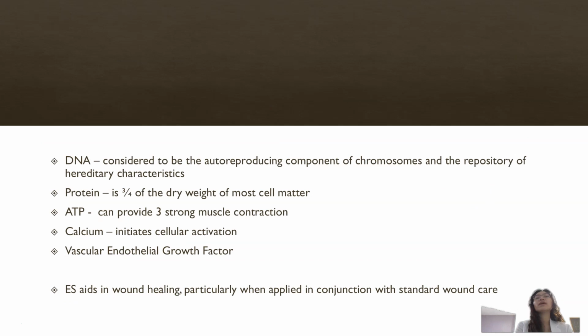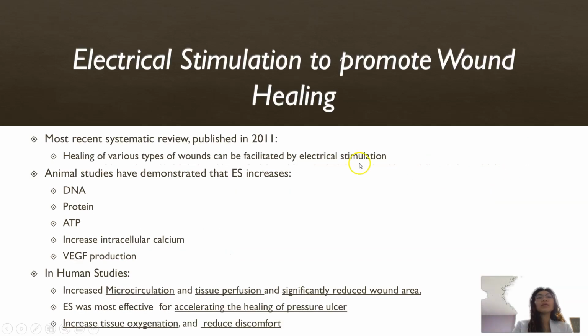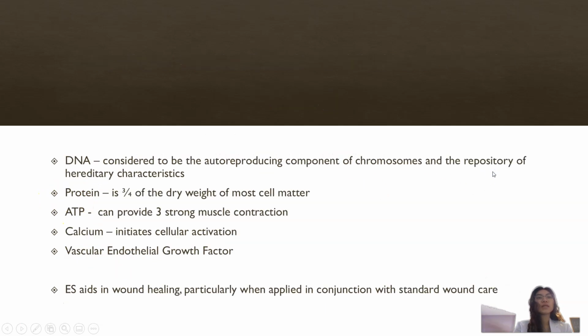So, yung kanina, yung nabanggit dito ng mga DNA, protein, ATP, okay, balikan natin siya ng konti. So, bakit sila kailangan in wound healing? DNA is considered to be the auto-reproducing component of chromosomes and the repository of hereditary characteristics. Of course, kumbaga, ito yung pinaka-identity natin. So, kailangan in regeneration, kailangan talaga siya.